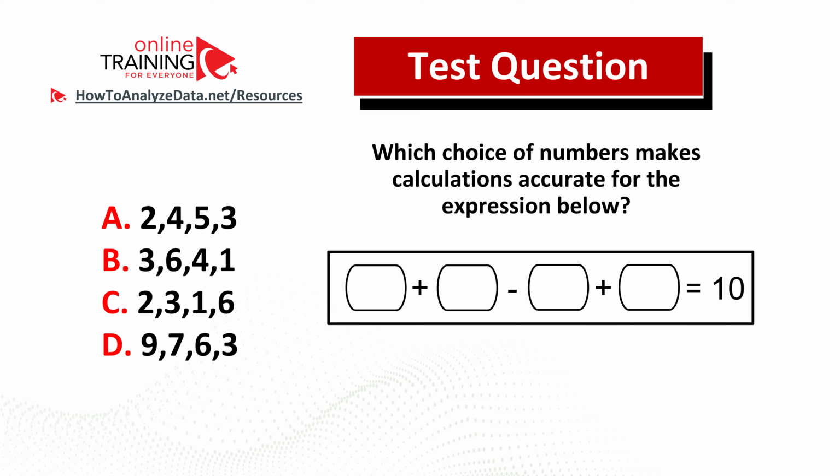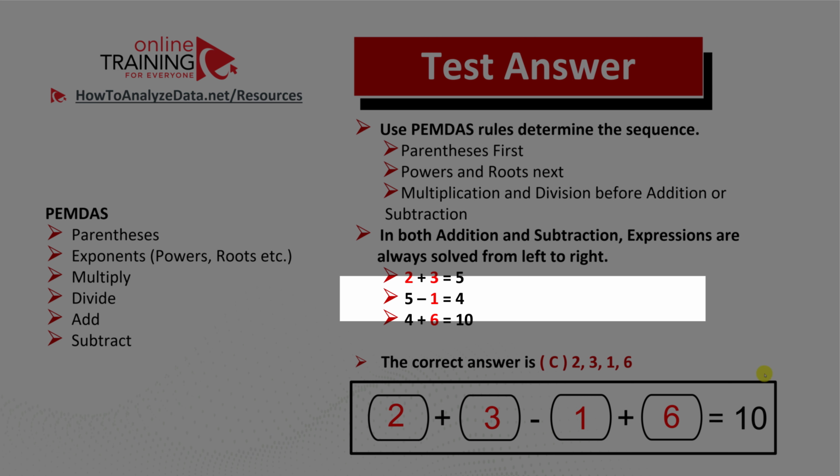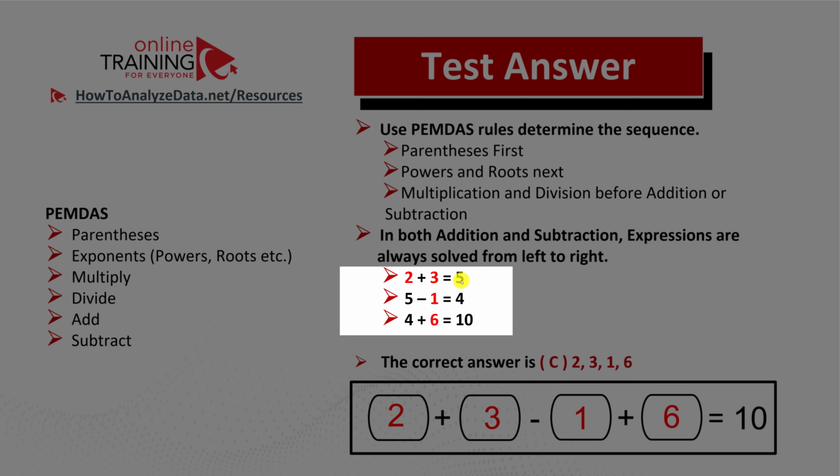Did you figure out the answer? Let's continue to see if we can solve this challenge and get to the correct solution together. Since we only have addition and subtraction, we can solve this expression by doing calculations from left to right. And in this case, the correct choice is choice C, with the numbers 2, 3, 1, 6. When we add 2 to 3, we get 5. 5 minus 1 equals 4, and 4 plus 6 equals 10.